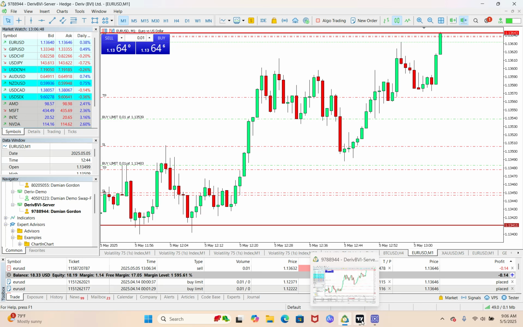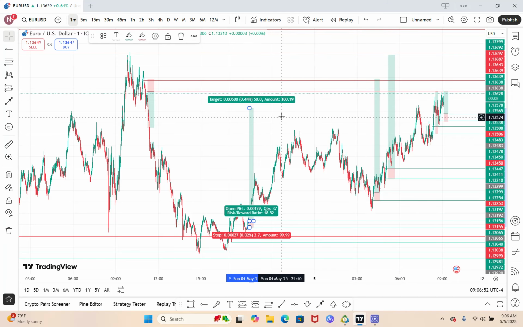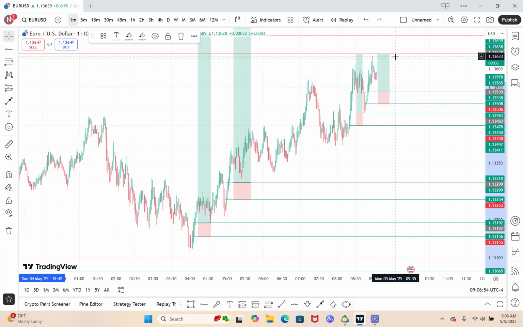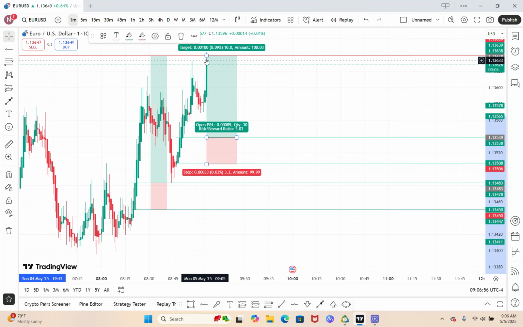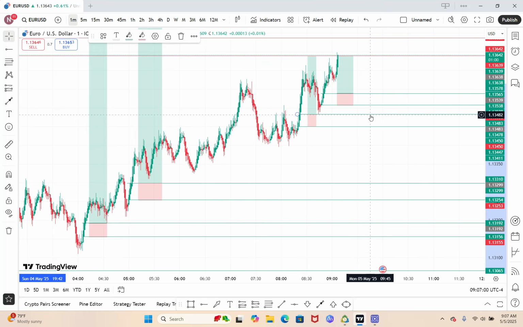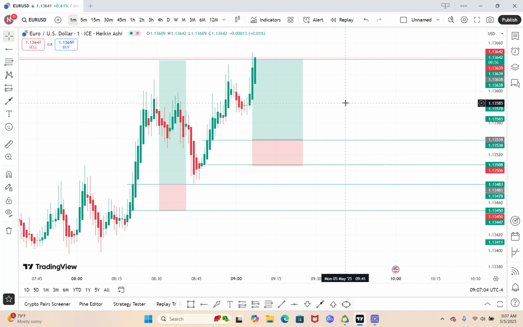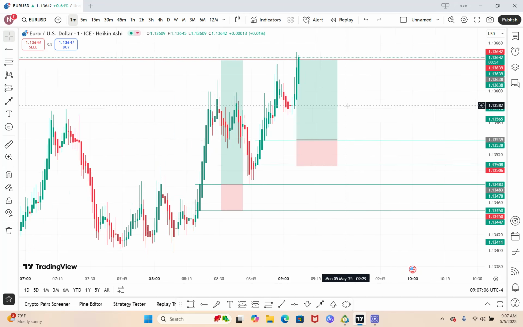Go back to TradingView. So the market is going up at the moment. This order right here is triggered. So let's see. Buyers are pushing up. Strong push to the upside by buyers.